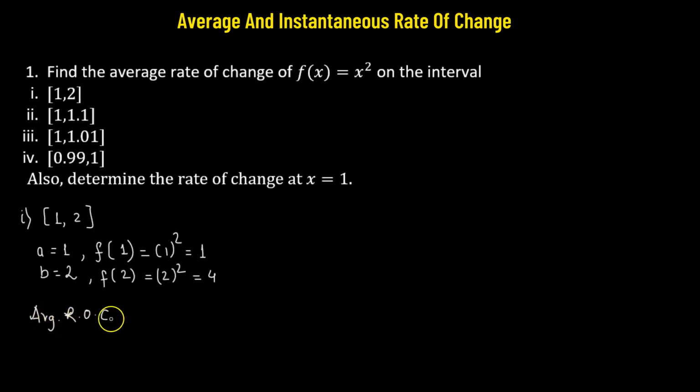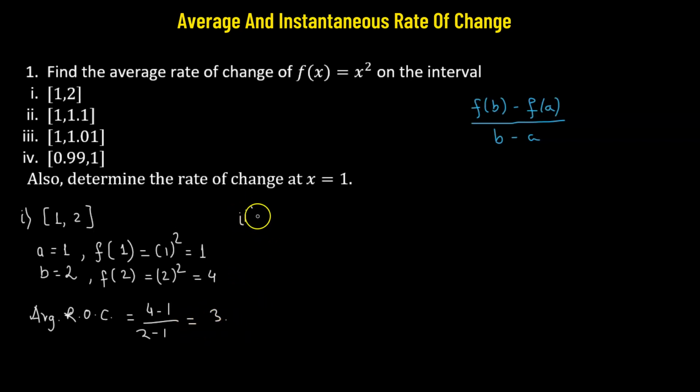So the average rate of change is simply equal to, we are going to use the formula, let me note it down: f of b minus f of a, all divided by b minus a. So this will be equal to 4 minus 1 divided by 2 minus 1. So 4 minus 1 is 3 and 2 minus 1 is 1. So this is the average rate of change.